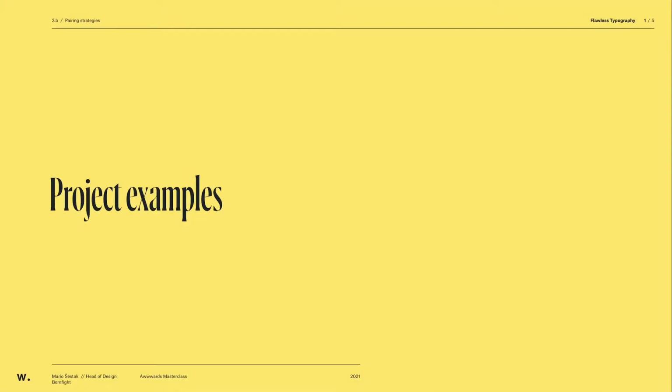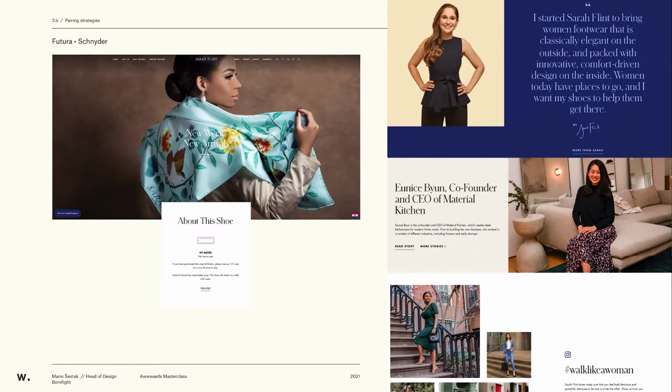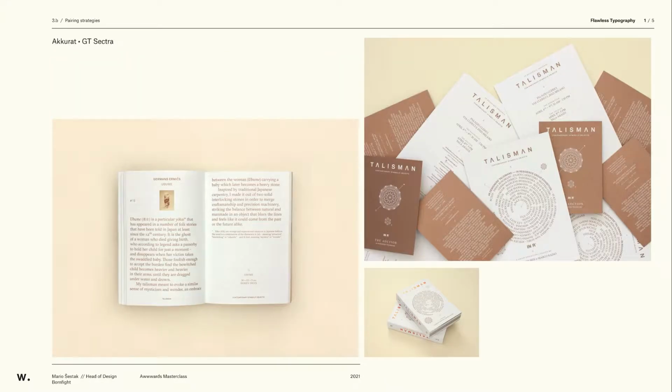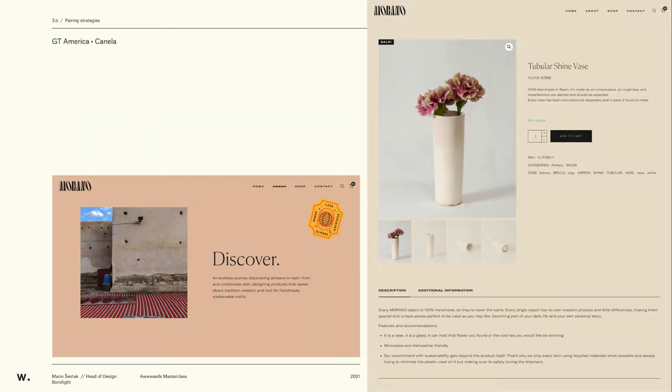Let's check some project examples, how they work together. Here we have Futura and Schneider, Accurat and GT Sectra, and GT America and Canela, working pretty well together.